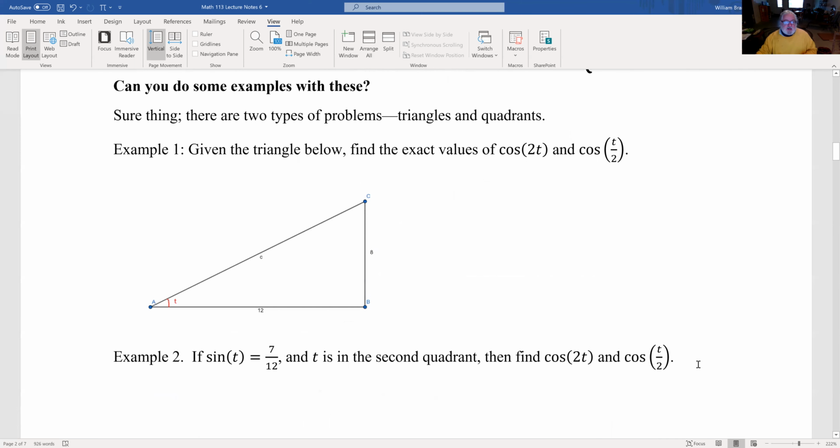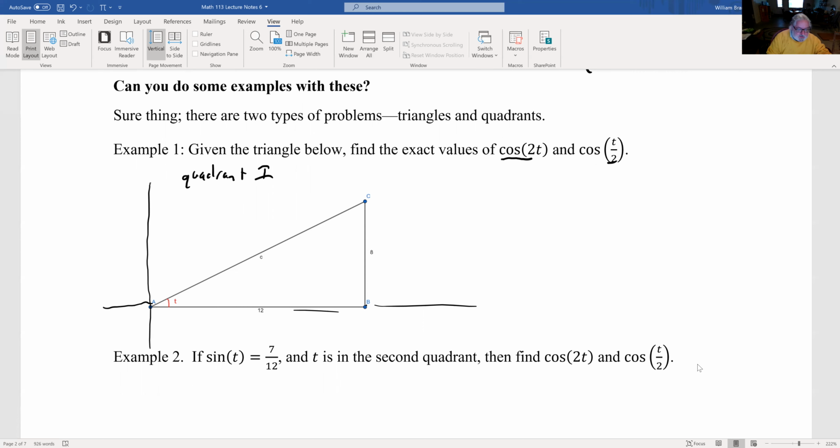So sort of two types of problems, triangles and quadrants. So here is a triangle. What we want to know is what's the exact values of cosine of 2t and cosine of t over 2. Okay, and so if we think of this as being somewhere in the xy plane, it's like that. So this is in the first quadrant. Great. So cosine 2t is what?